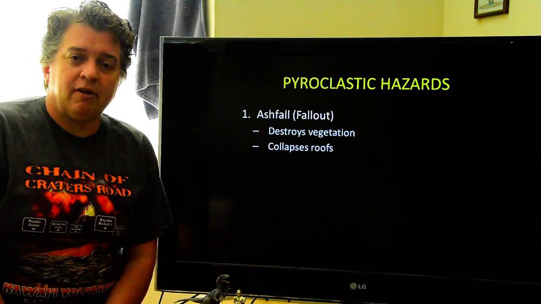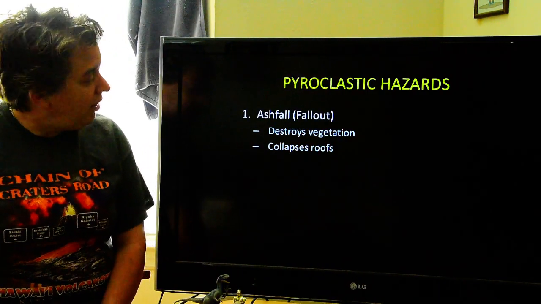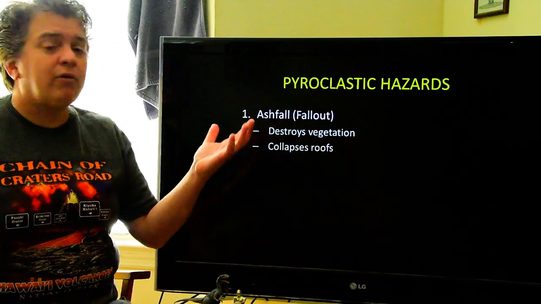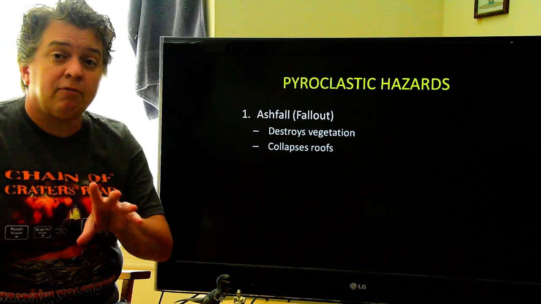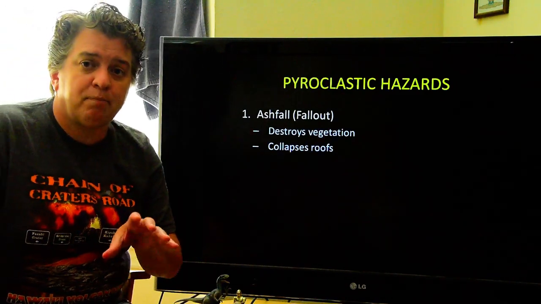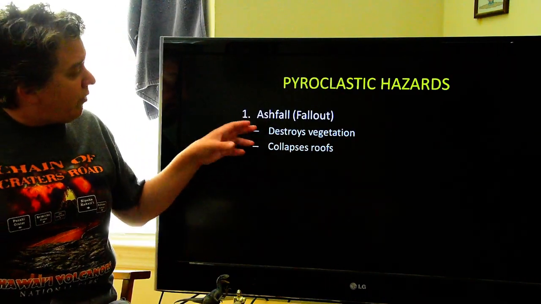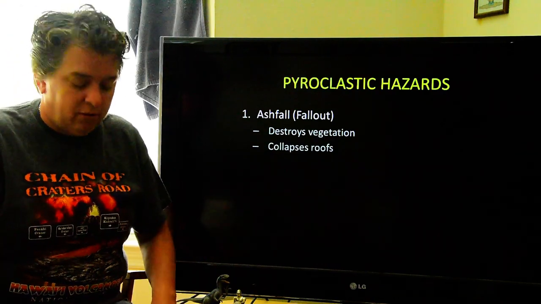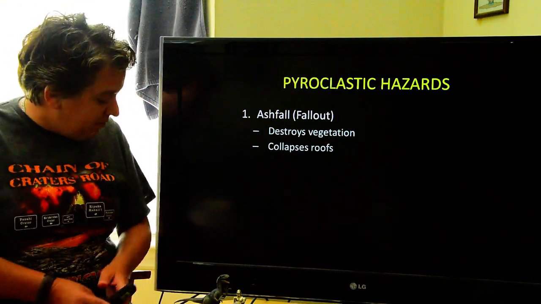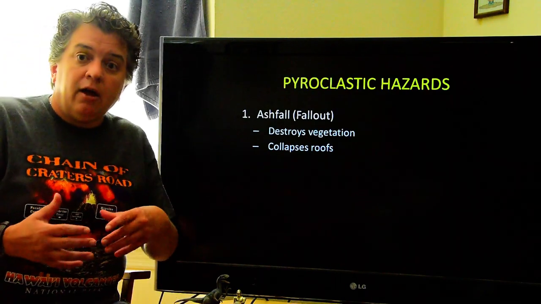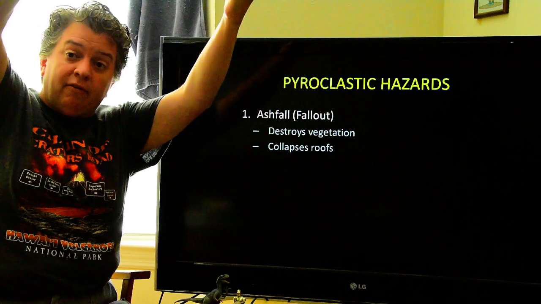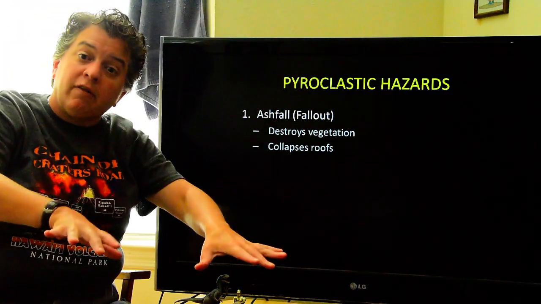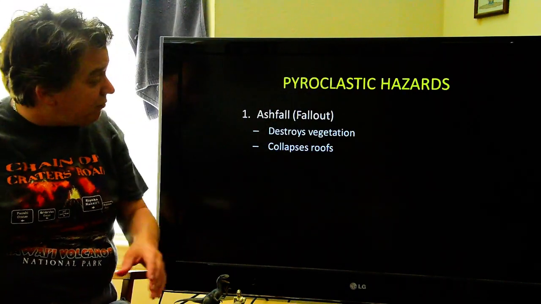Another hazard that volcanoes have is the pyroclastic hazards. And there are many different hazards that pyroclastics pose to people. First of all, we have ashfall, which you can also call fallout. This is simply when you have a large explosive eruption and the ash goes up in the atmosphere. Well, eventually it's going to fall out of the atmosphere and it's going to cover all kinds of stuff.